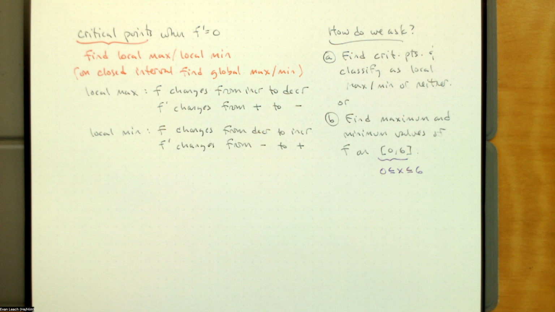You want to find any local max and local min, and you also want to check your endpoints. So since I've given you a closed interval, the extreme value theorem says that there will be some maximum and some minimum value for a continuous function on a closed interval.